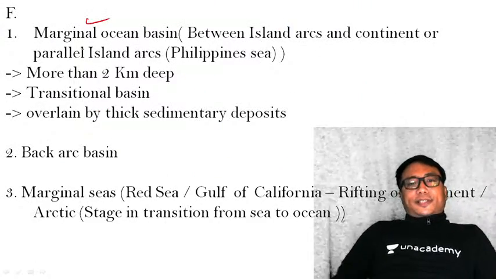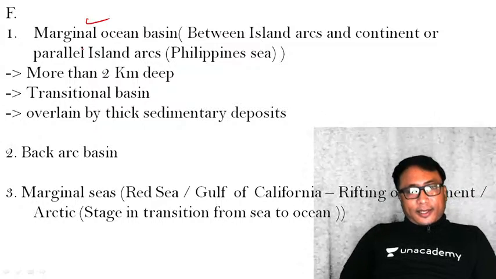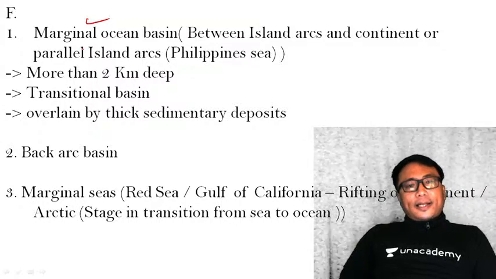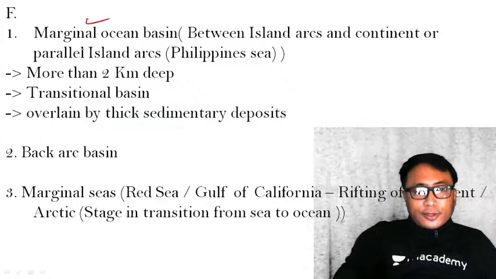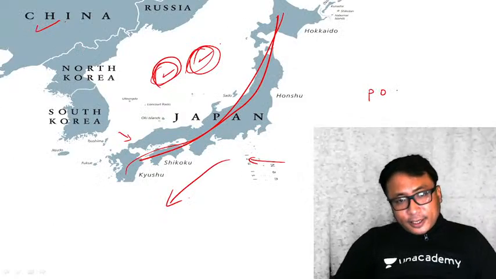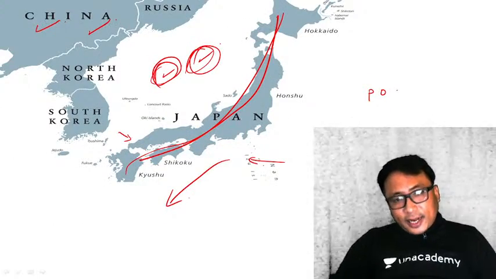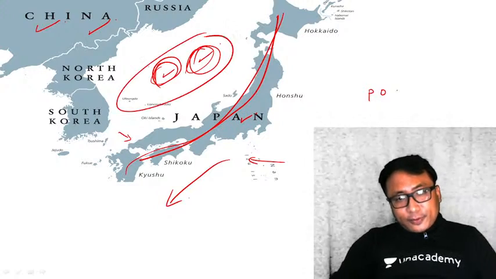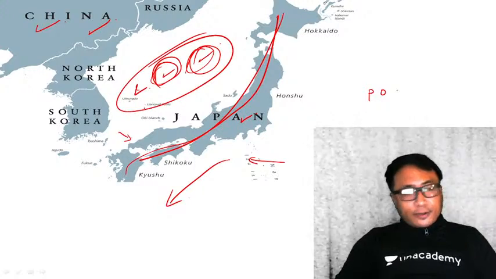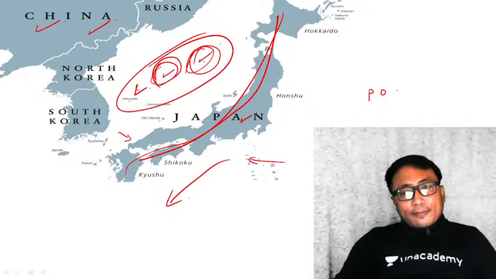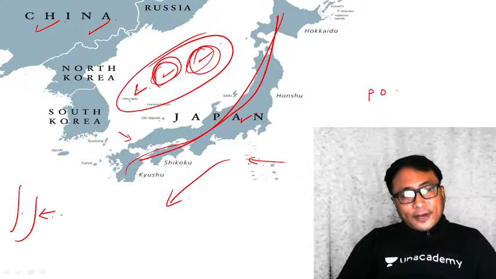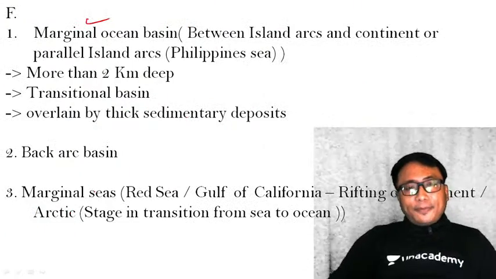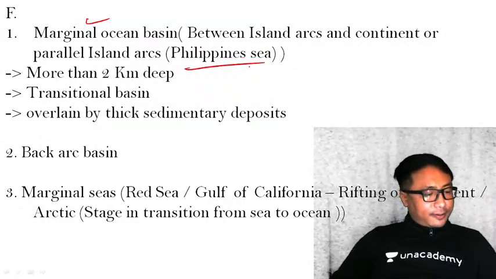Marginal ocean basin between the island arc and continent or parallel island arcs, that is Philippine Sea, is known as marginal ocean basin. Between continent and island arc, the water body which is here, it is known as marginal ocean basin. Or it may be between two island arcs itself. That situation you will find in the Philippine Sea, Philippines region.